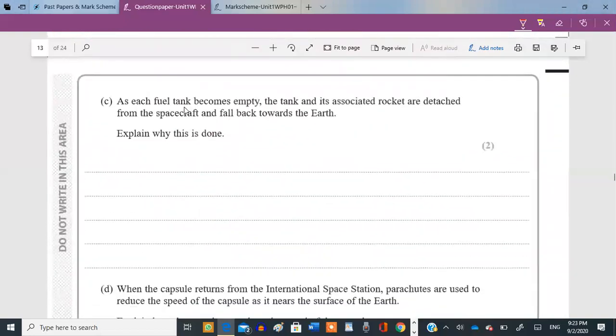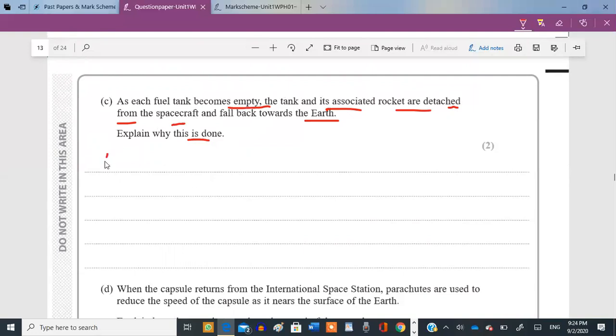Part C, as each fuel tank becomes empty, the tank and its associated rocket are detached from the spacecraft and fall back to the Earth. Explain why this is done. Okay, so as the fuel tank is emptied, the fuel tank is of no use then. And the fuel tank itself would have some weight, right? In order to propel the rocket upwards and in order to save more fuel, prevent more fuel from burning, prevent more fuel from doing work in carrying the empty tanks, it is thrown back to Earth. Okay, it falls back to Earth. That's the reason.